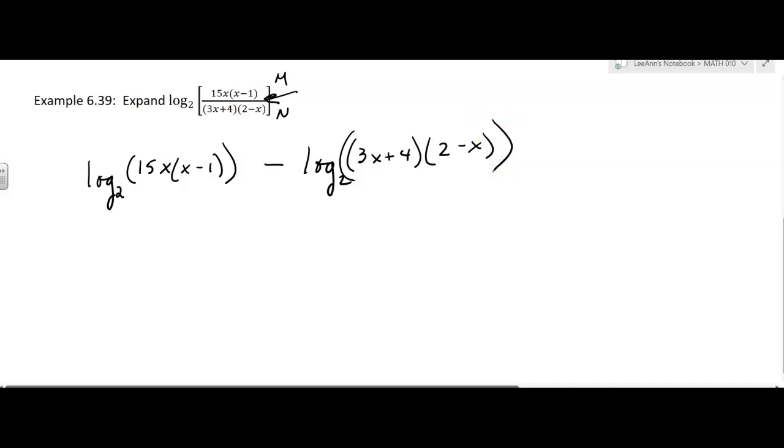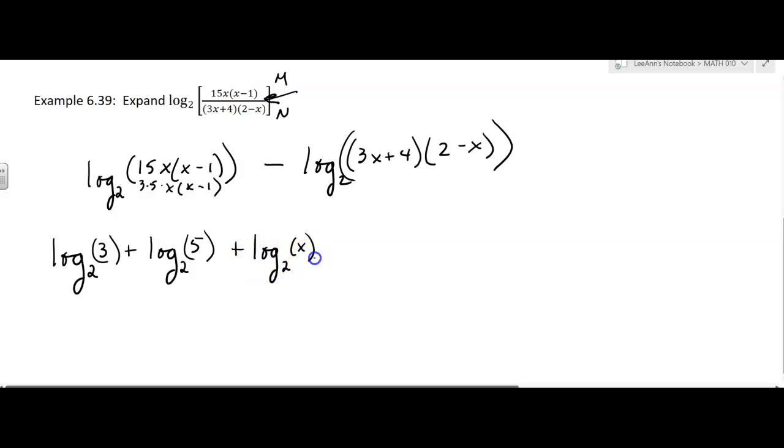Okay? Well, then you have the product property going on inside. So think of 15 as 3 times 5, and then you have a factor of x and a factor of x minus 1. All of those get to be split up. So when we're splitting up these logarithms or expanding the logarithm, we don't have more than one factor in the argument. Okay, so this becomes log base 2 of 3 plus log base 2 of 5. And like I said, I like the parentheses, I think, plus log base 2 of x plus log base 2 of x minus 1. Okay, that's that part.